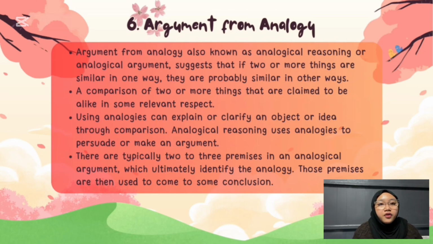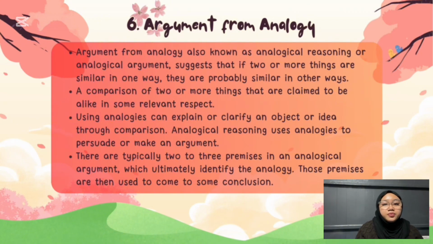Key components of an argument from analogy. When constructing an argument from analogy, there are several key components to keep in mind. First one is identifying similarities. The first step is to identify the relevant similarities between the two or more items being compared. This sets the foundation for the argument and helps establish the basis for further claims.